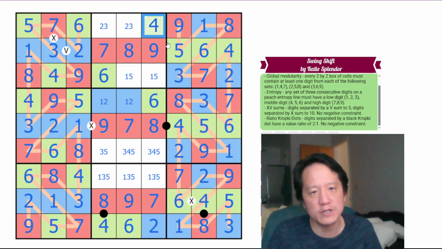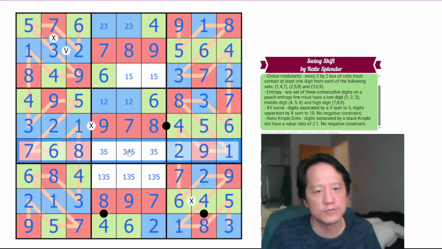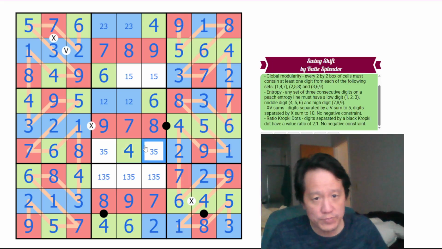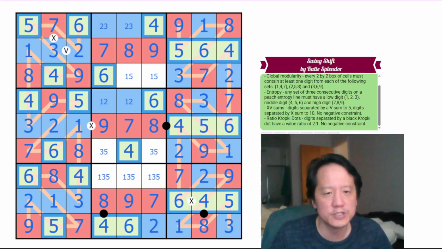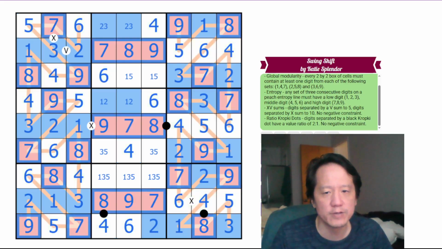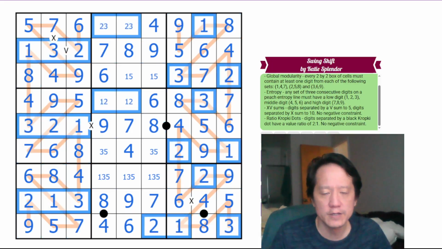This is medium. This is a middle digit. These are low digits. 4 cannot be here. Whereas the 4 in row 6, it must be here. So this is 4 and a middle digit. But we don't care actually about the middle digits. So let's start coloring everything by modularity.